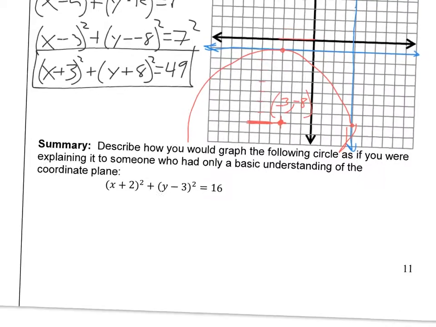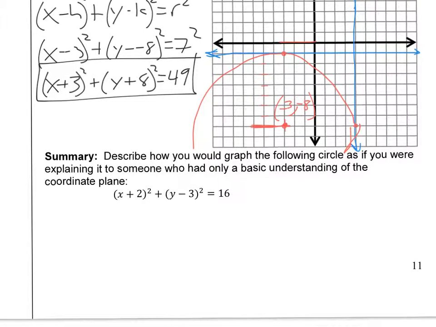So for the summary, what I want you to do is describe to me how you would graph the following circle as if you were explaining to someone who had only a basic understanding of the coordinate plane. So you have an equation here, so you should figure out what the center is, you should be able to figure out what the radius is, and explain how you could put that onto a graph. Remember, you're explaining it to someone maybe in junior high or something like that.